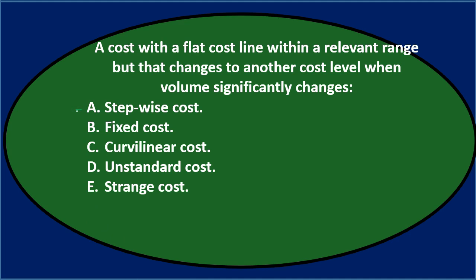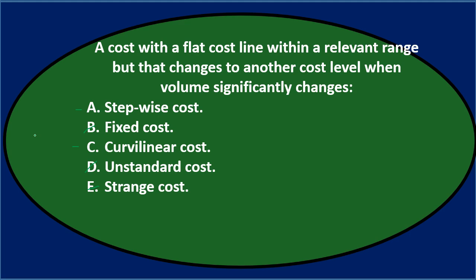B says fixed cost, and it doesn't sound like it's going to be fixed. It might be fixed within some type of range, but it sounds like it's got something more going on than just a fixed type of cost, which would be the same total cost with the change in range. Curvilinear cost, that's what we had prior, so we'll keep that. That's a funnier kind of idea. Sounds like there's more going on, which is the case up top as well. Unstandard cost, that doesn't sound like a technical term. And a strange cost, again, doesn't quite line up with a normal managerial accounting term. So I'll leave with A and C.